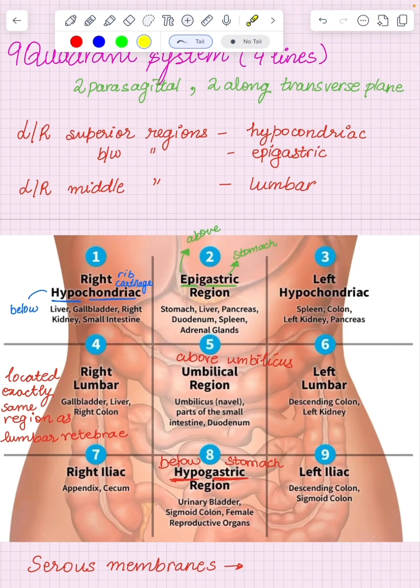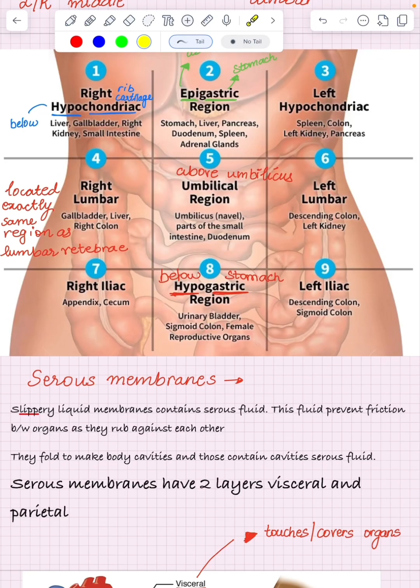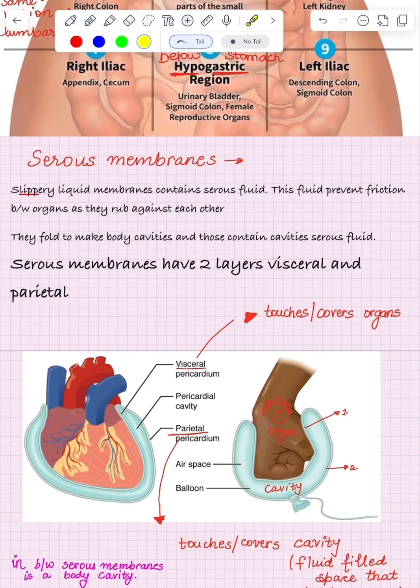And in the middle, we have right and left lumbar region. The right and left lumbar region is located in the same region as the lumbar vertebrae. And in the middle is umbilical region that's right above the umbilicus. The left and right inferior region have right and left iliac region, and in the middle we have hypogastric region. Hypo means below, gastric means stomach.